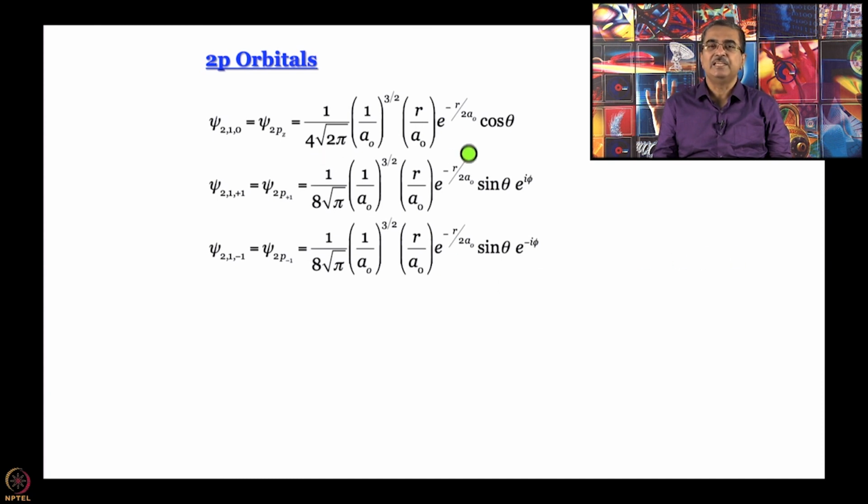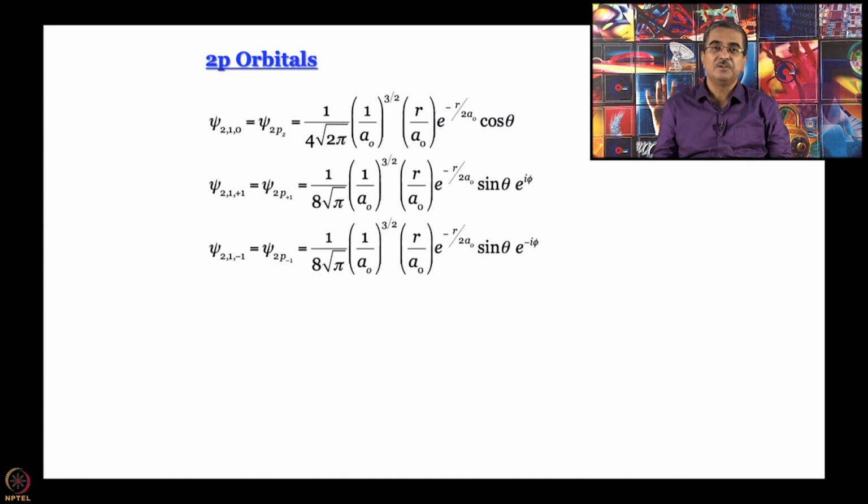We have handled 2pz. Now, the moment we try to go to the other two orbitals for m equal to +1 and m equal to -1, we encounter the problem that we have e to the power i phi and e to the power minus i phi there. Remember, the phi part of the wave function is e to the power i m phi. Here m can take up values of +1 and -1. How am I supposed to draw it in a real surface?